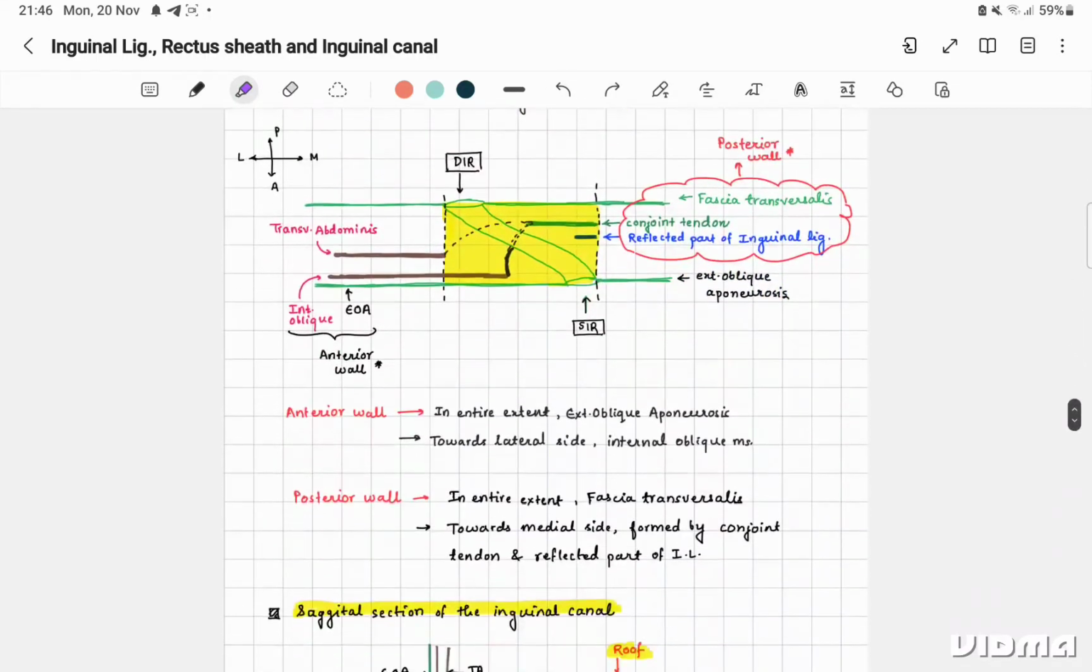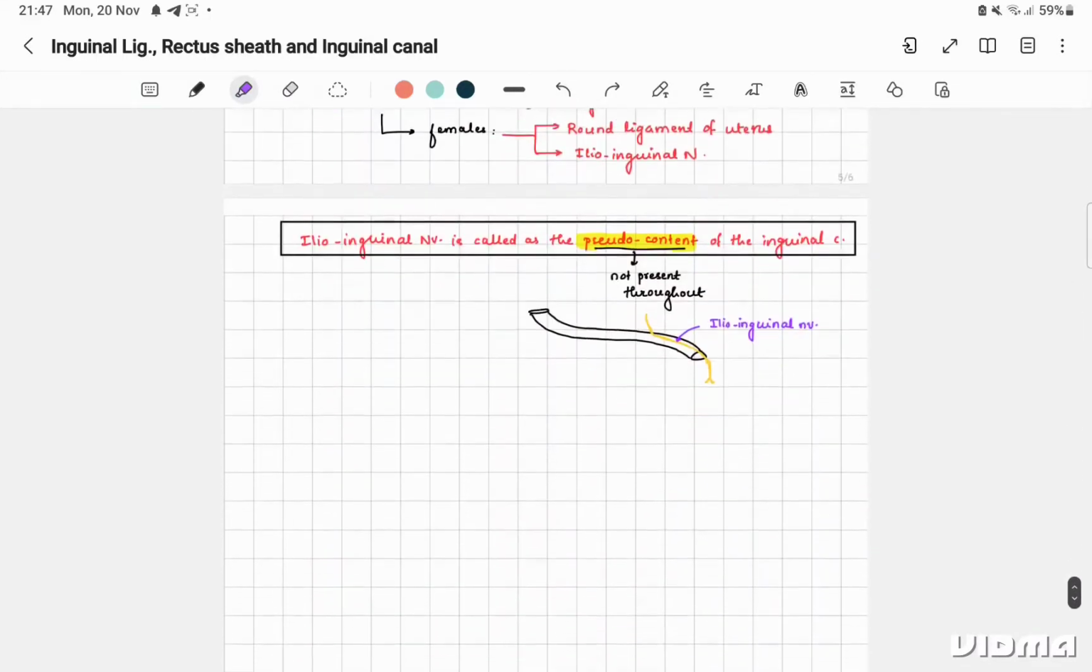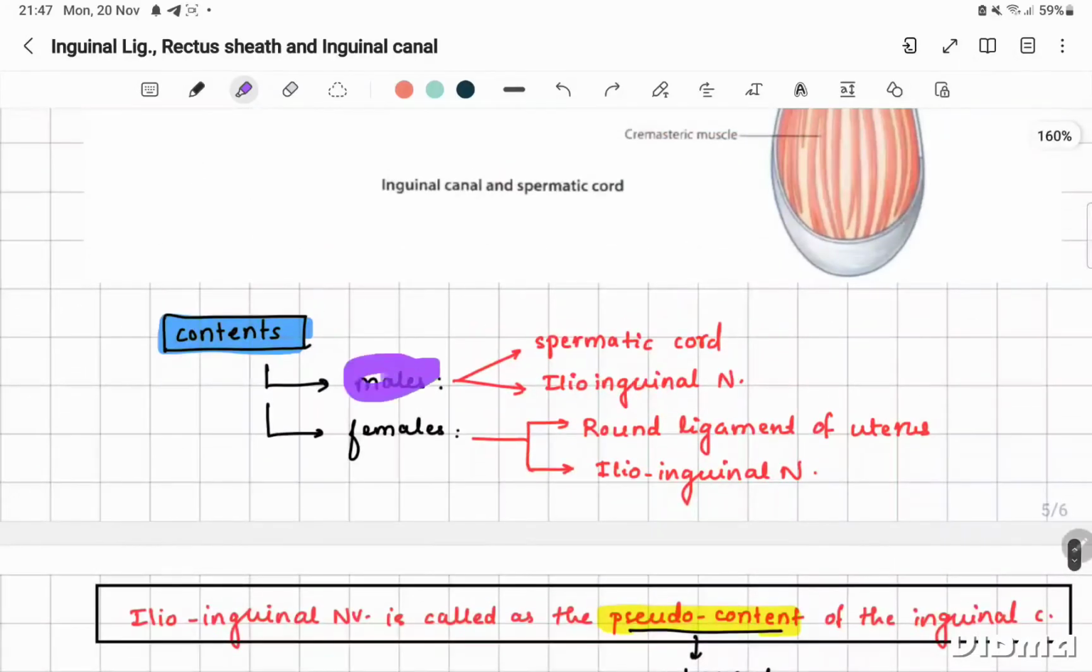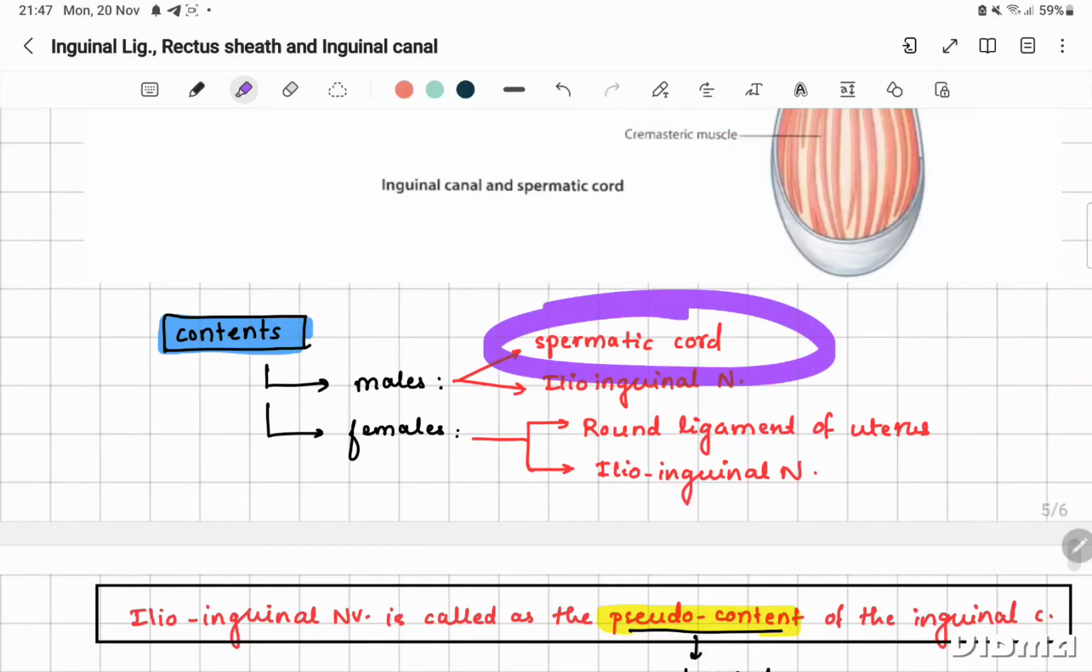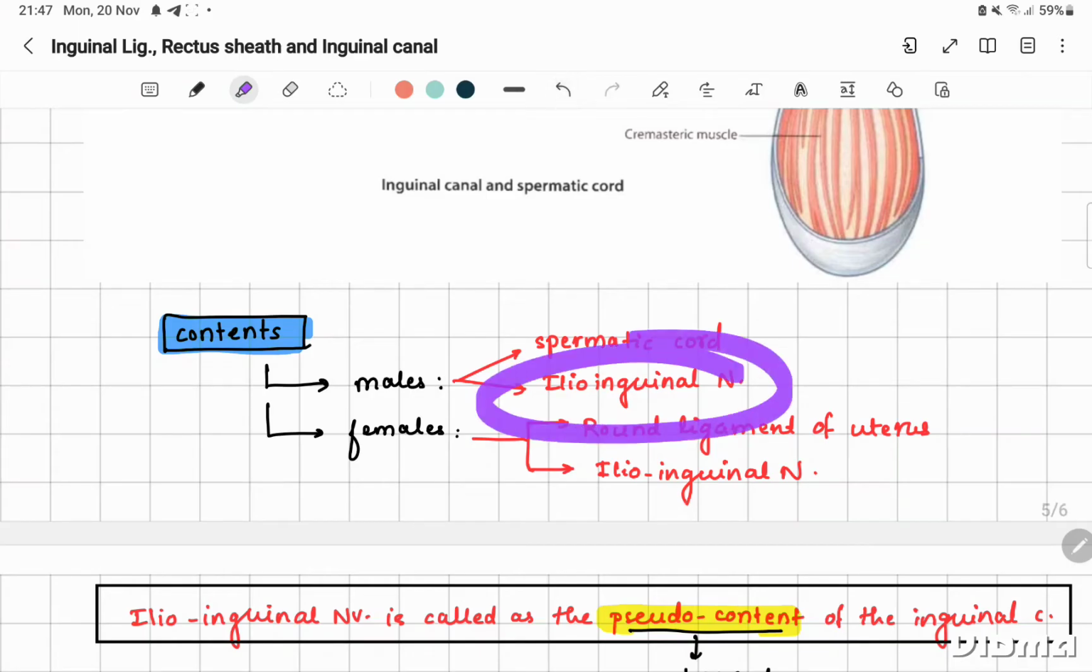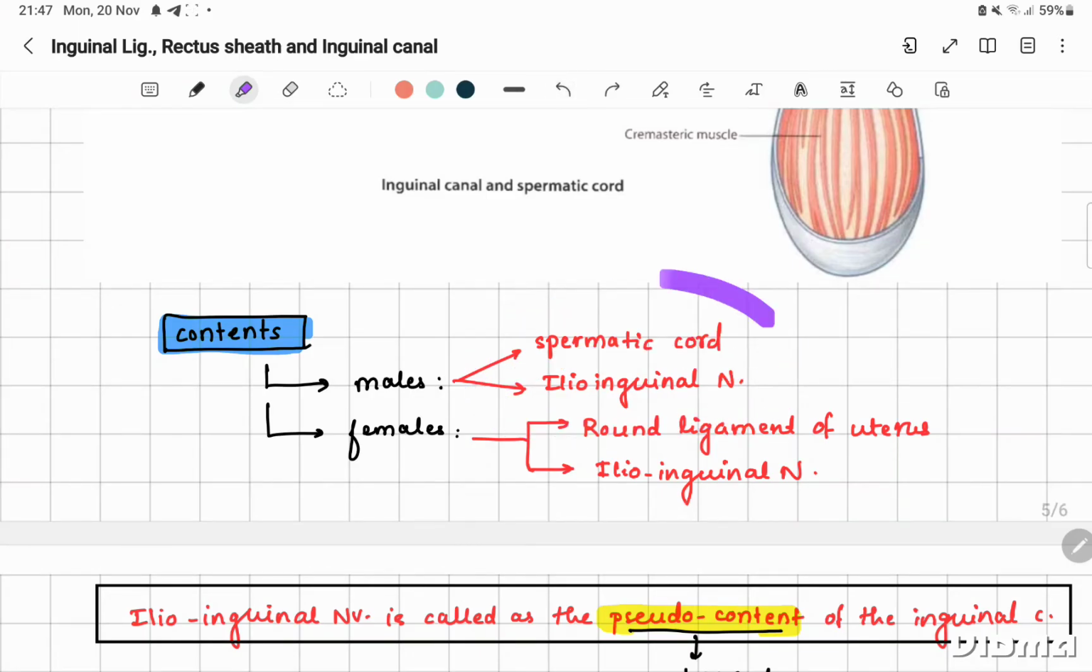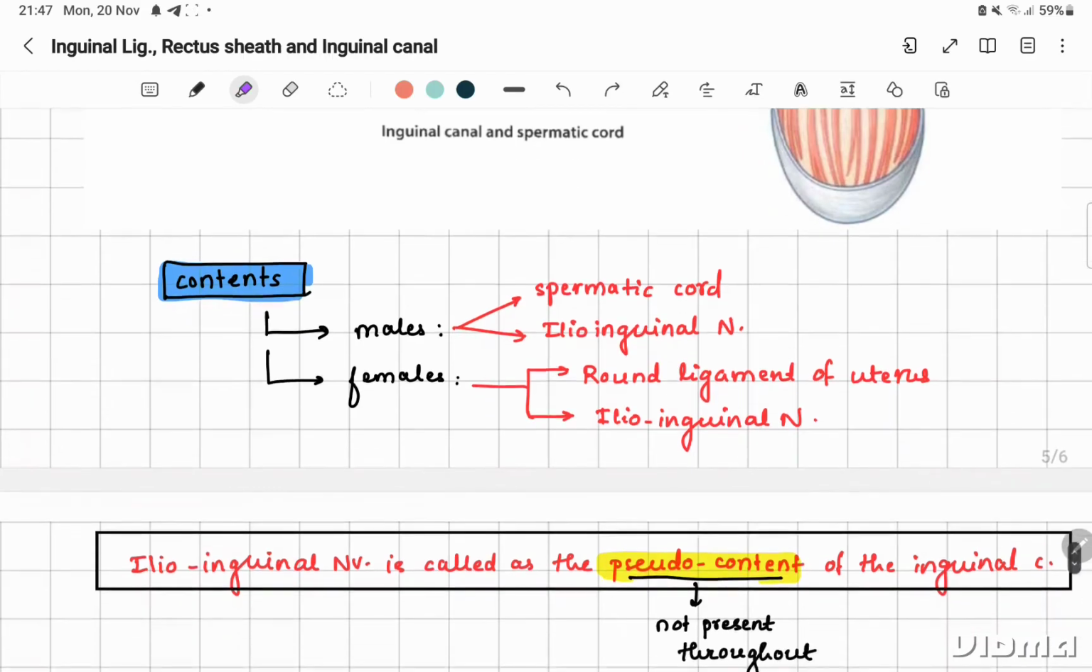Okay. Let's move on to the contents. In males, the inguinal canal contains the spermatic cord and the ilioinguinal nerve. Ilioinguinal nerve is coming from the first part of your lumbar plexus. We'll discuss the lumbar plexus, don't worry. And in females, what are the contents? You have the round ligament of the uterus and the ilioinguinal nerve. These are present in females.